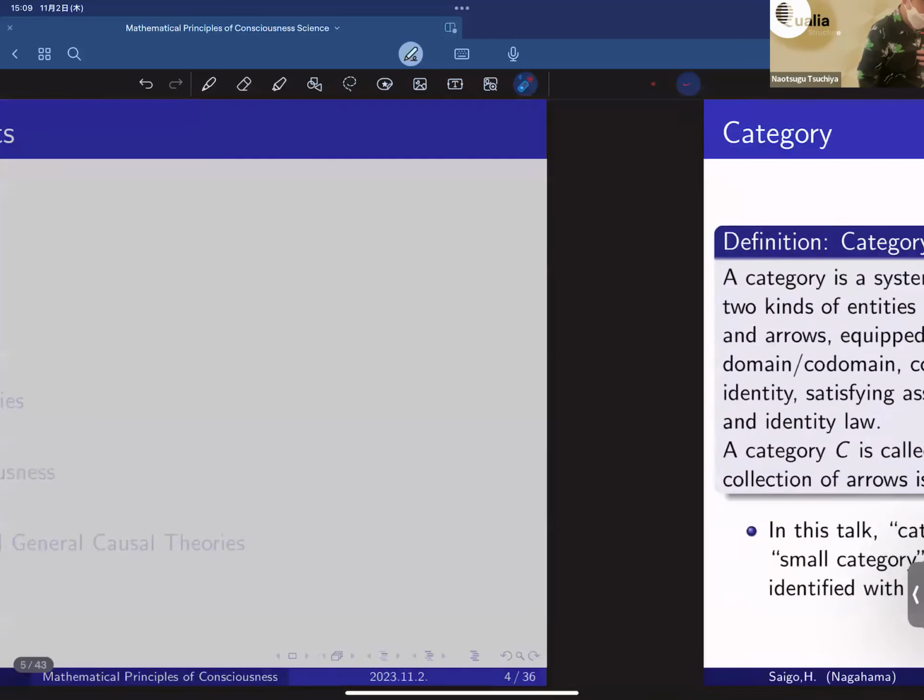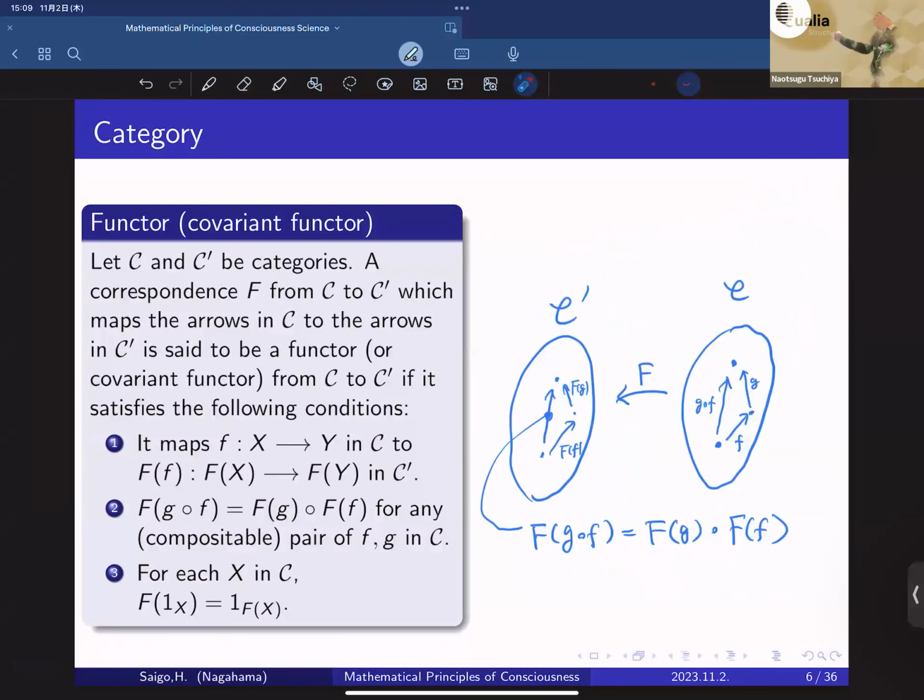Okay, so if you consider one category and another category, the natural thing is to connect them, making a correspondence between these categories. Not only a mapping on objects, but also a mapping on arrows should be considered. And not just any mapping, a structure-preserving map is needed. So what is the structure of a category? That is nothing but this composition, so this should be satisfied. This correspondence is called a functor.